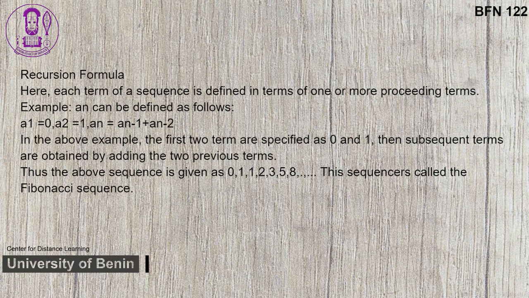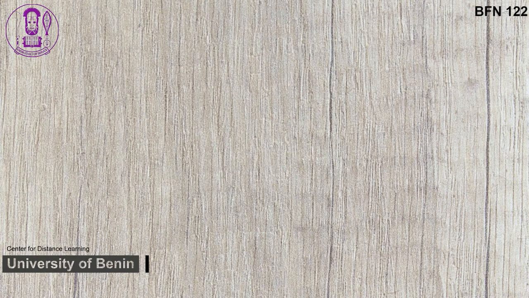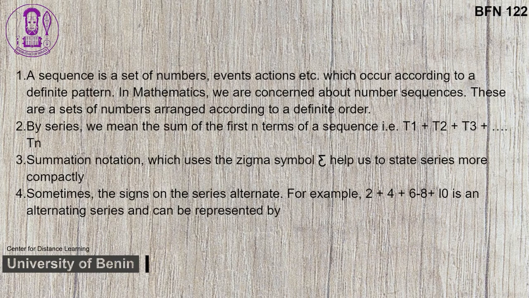Summary of Study Session 3. In Study Session 3, please note the following. 1. A sequence is a set of numbers, events, actions, etc. that occur according to a definite pattern. In mathematics, we are concerned about number sequences. These are sets of numbers arranged according to a definite order.